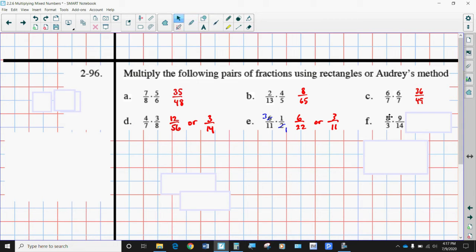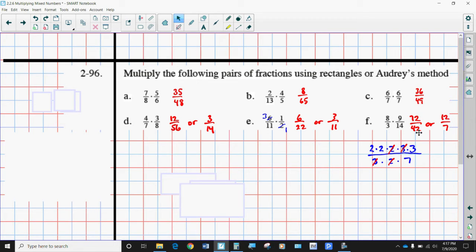And now for the last one. This has a lot going on. 8 and 14 have 2 in common. 9 and 3 have 3 in common. So if we expand that out, it looks like the total of 72 over 42, you can divide the top and the bottom by 6 and get 12 over 7.